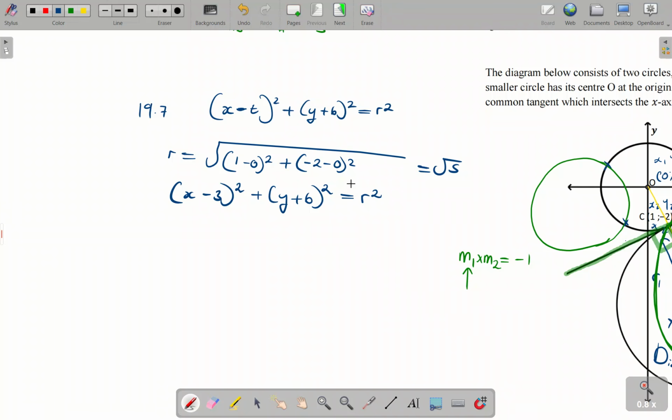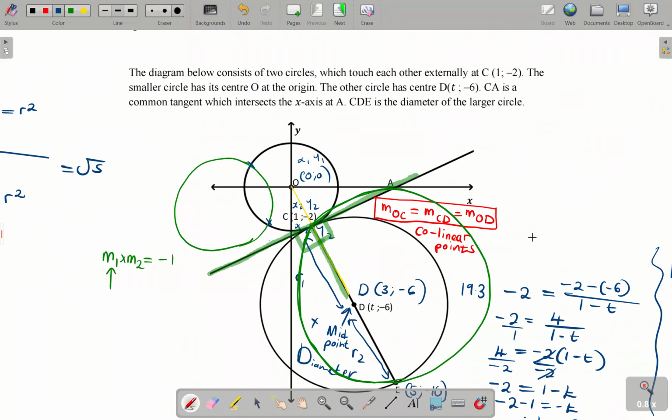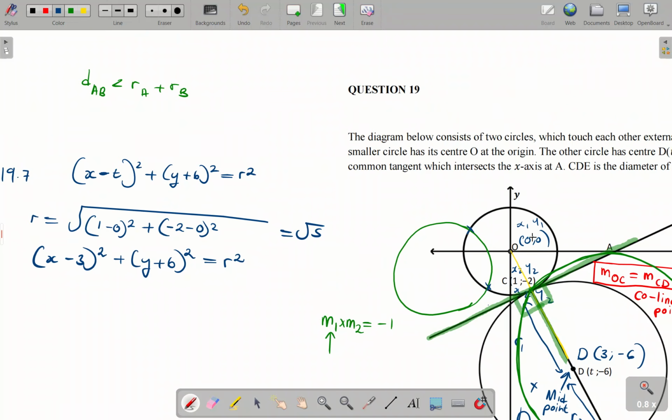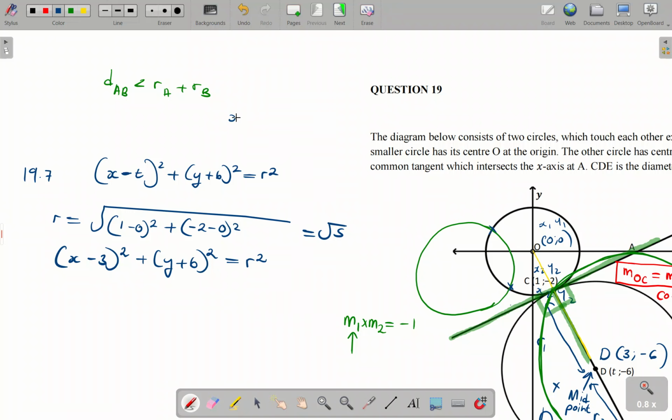So now, what's next? It's to find the distance, no? So I'm just going to use this. Remember, the equation of the smaller circle is just going to be x squared plus y squared equals r squared. So r is the square root of 5, and when you rationalize, you'll have 5. So that's the equation of the smaller circle.